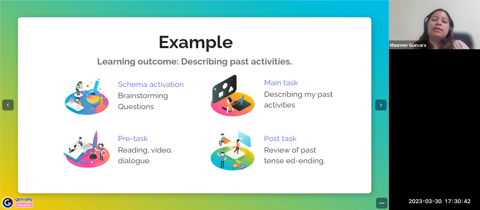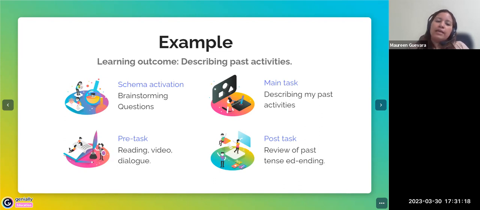So I review the ed ending. I tell them, okay, let's practice this ed ending or the pronunciation of these verbs, and what is the difference between this and this, so that they can really identify them. Something important is that during the whole process, feedback is constant. In my role as teacher, I am always monitoring students' performance, students' understanding, and I'm giving them constant feedback.